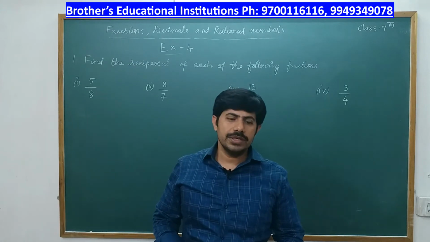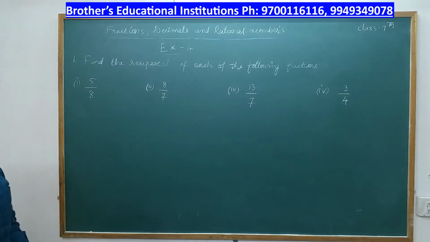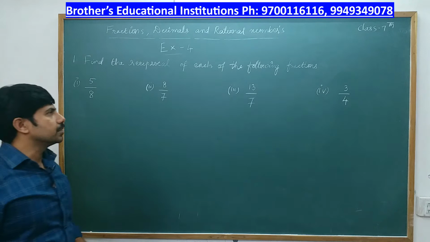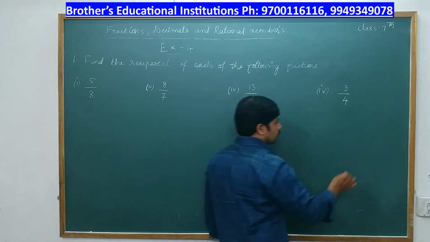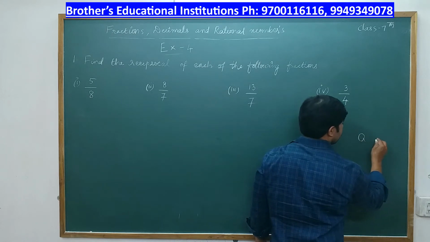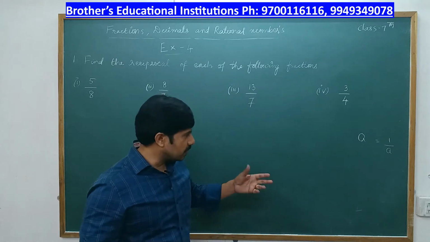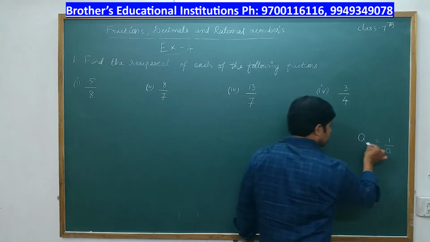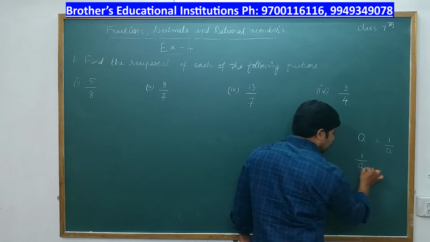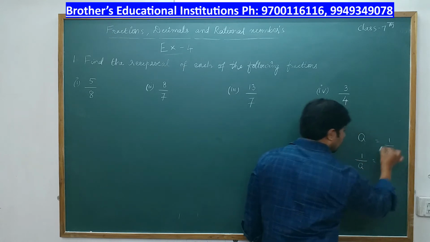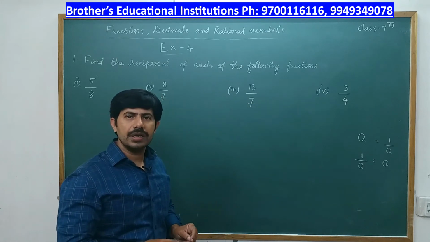Yeah. So exercise 4. So in this exercise 4, the first problem is find the reciprocal of each of the following fractions. So what is a reciprocal? See, suppose if A is a number, what is reciprocal of A? It is 1/A. You have to reverse that A. That means if A is a number, the reciprocal of A is 1/A. If 1/A is the number, the reciprocal of 1/A is A. Okay. That means we interchange numerator and denominator.